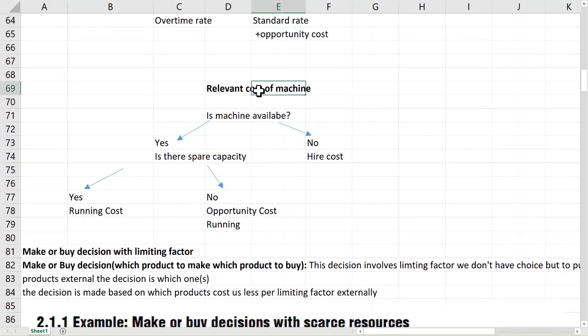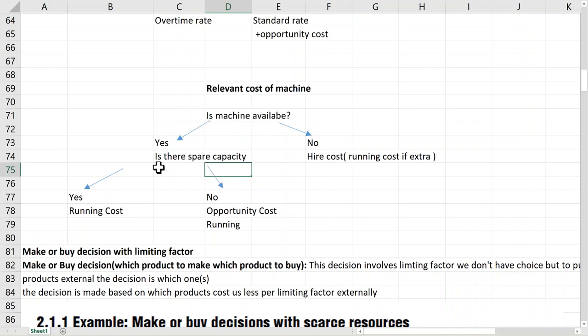Relevant cost of machine. We have to ask, is the machine available? If no, we have to hire it, so the hire cost, and whatever running cost. If there are any extra costs of running, that running cost should also be included.